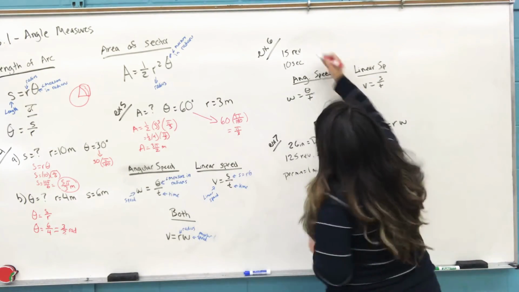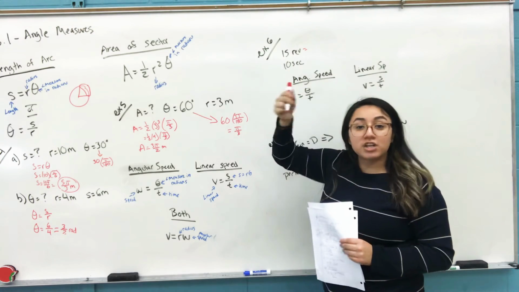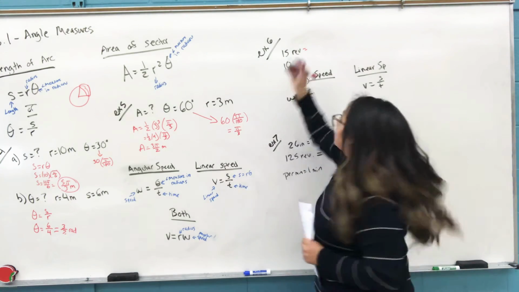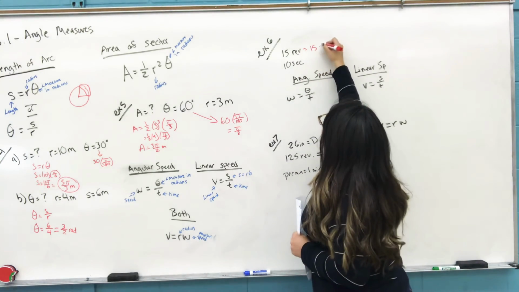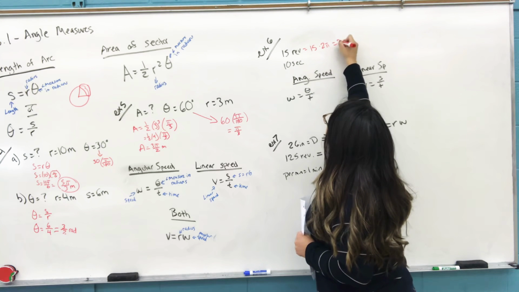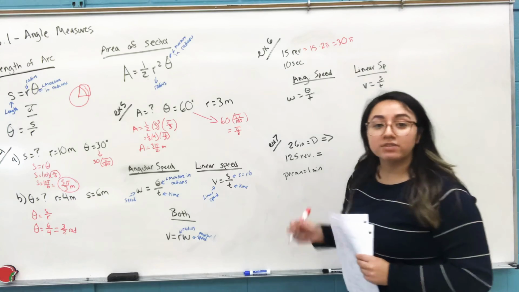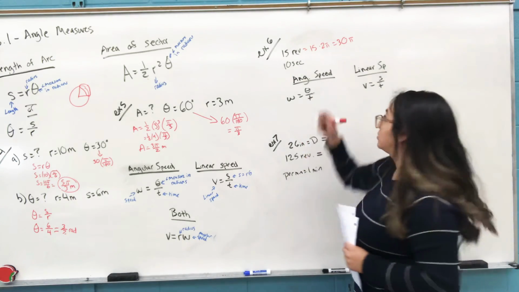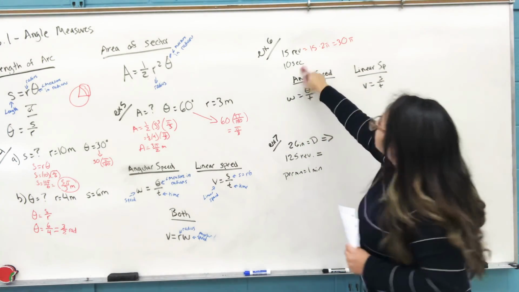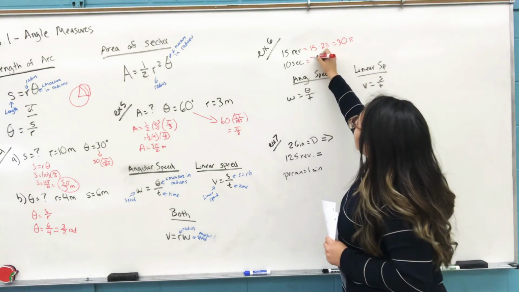Here, this person spun that slingshot 15 times around. So what we do is we do 15 times the whole unit circle, and this will give us 30π radians. So each revolution is 2π radians. Now here, 10 seconds, that is considered the time.